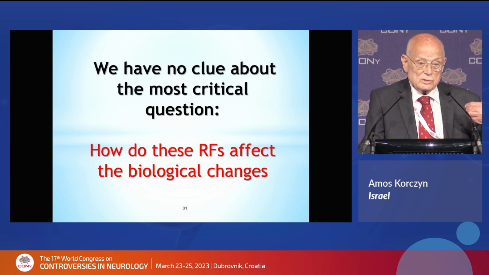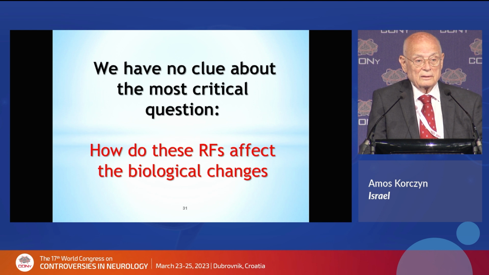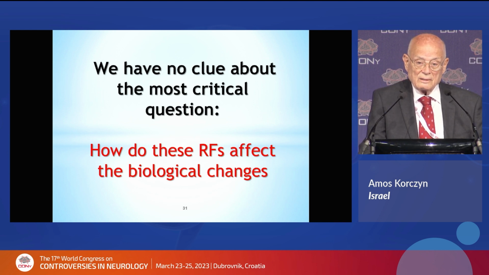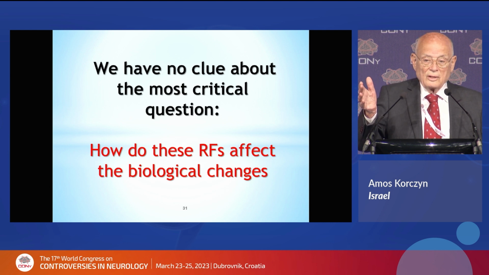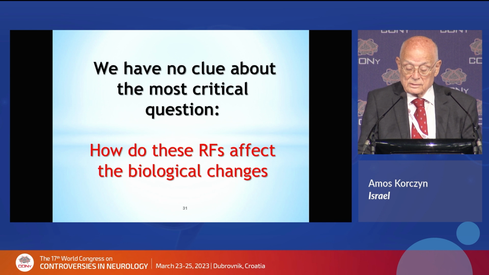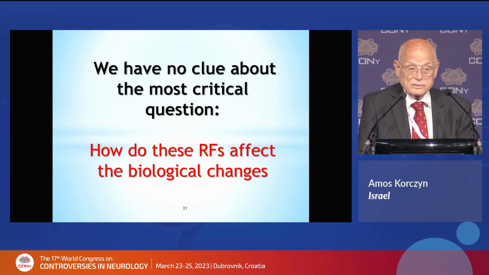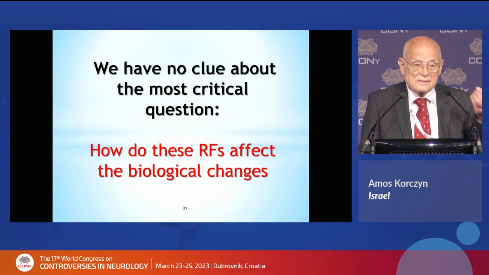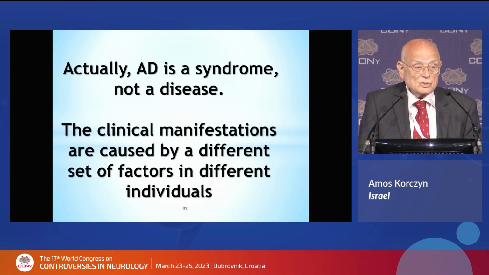So we clinicians are looking at the clinical risk factors, and the biologists look at what happens in the brain. And these are two parallel routes, and they don't meet. We don't understand what the risk factors are causing. So I think because of that, we cannot call Alzheimer's disease a disease in the sense that I defined before. Actually, Alzheimer's disease is a syndrome.